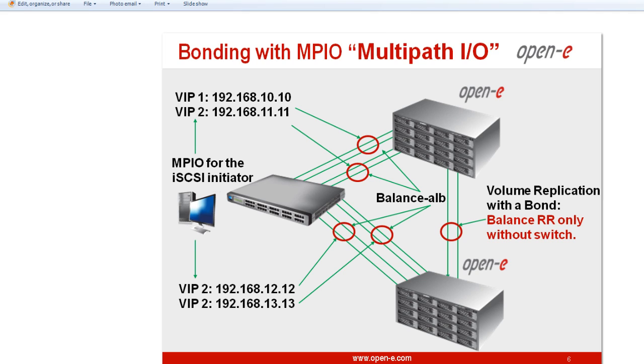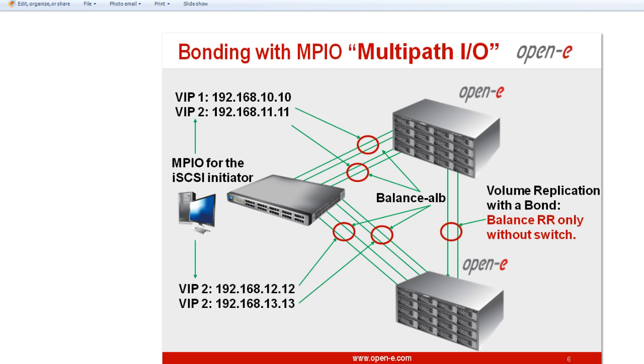If we look on the right, I have volume replication with a bond. Remember we talked about how balance-rr, round robin, can only be used with volume replication, and you can do it without a switch. Of course, you can have a switch in between, which actually adds additional fault tolerance. You would be able to bond the switches as one logical switch with a trunking protocol, so that if one switch fails, you don't have a path that fails with it and takes the whole system down.